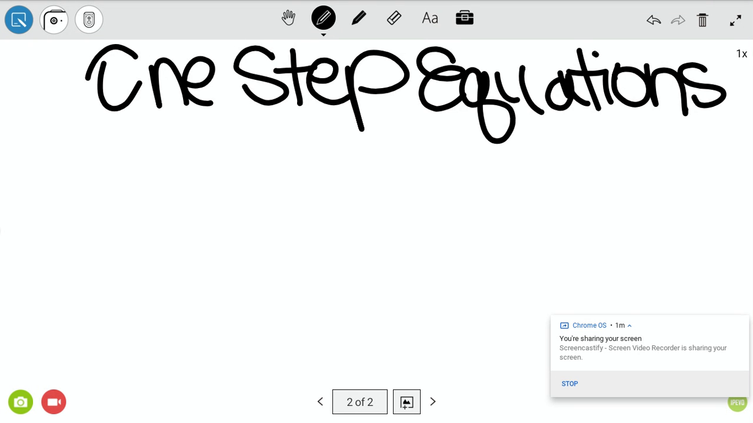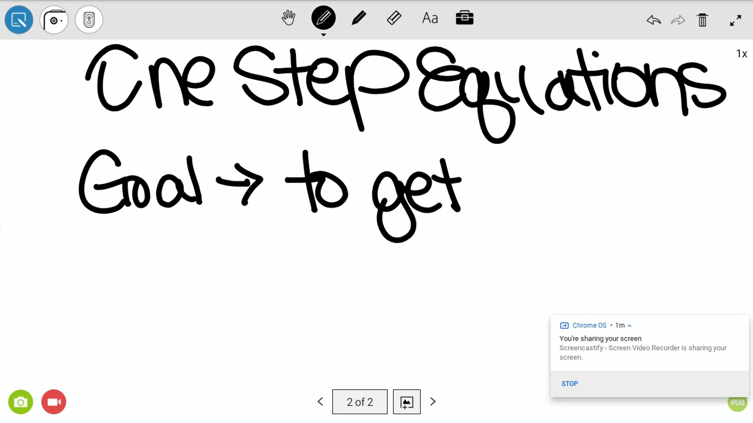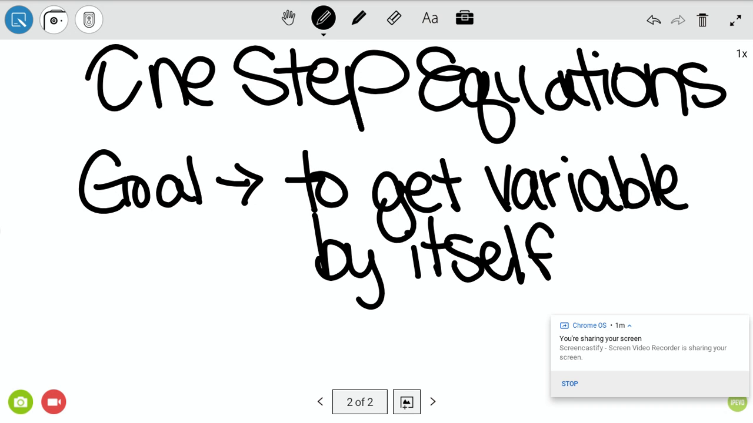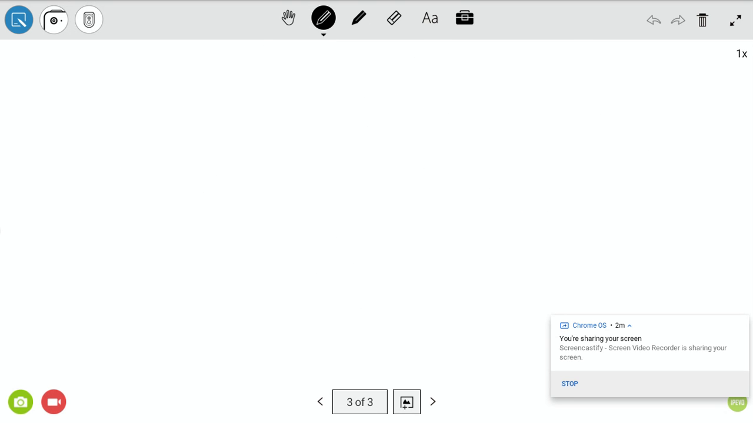So with the one-step equations, we're just doing one step to solve for the variable. So our goal in all equations is to get the variable, which is the letter, by itself. All right, so we're going to get the variable by itself, and that's going to be our very first thing that we're going to do. And so we're going to do a few examples. So if you need to write some more, just hit pause. Otherwise, I'm going to move on to the next page.